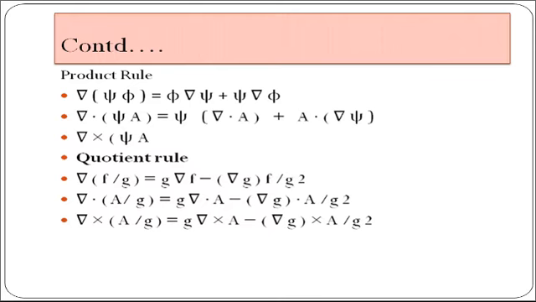Product rules are the same as those we already studied in the properties of gradient, divergence and curl. When we multiply two quantities and take the divergence, gradient and curl of this quantity, these are called product rules. And the last one is the quotient rule, in which we find the gradient of a quotient of two scalar quantities, the divergence of a quotient of vector and scalar, and the curl of the same.